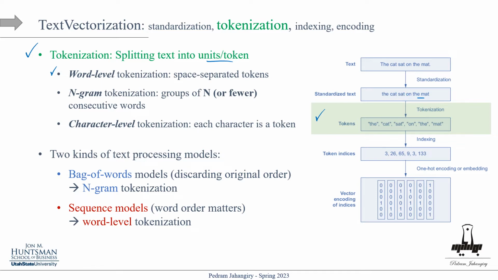So this is what we did in the previous example. We use word level tokenization, so now that sentence is going to become the cat sat on the mat, right? So this is word tokenization. We can do n-gram tokenization. N-gram basically means a group of n or fewer consecutive words put together.